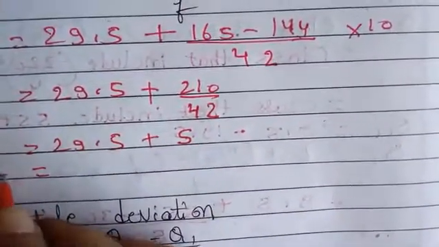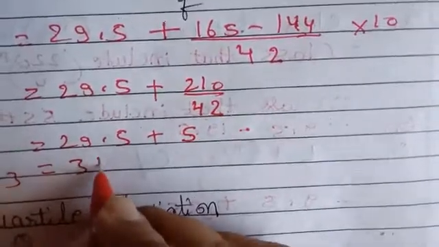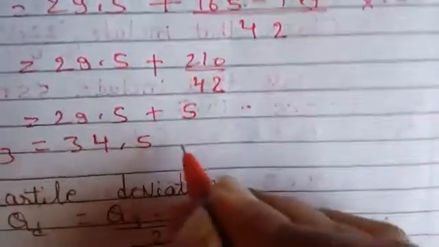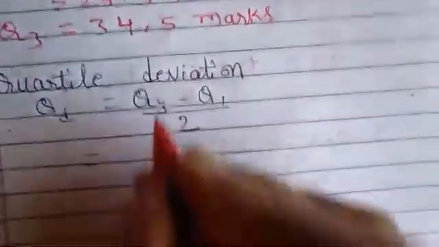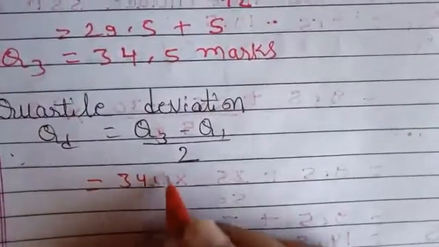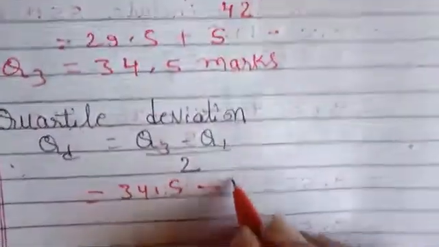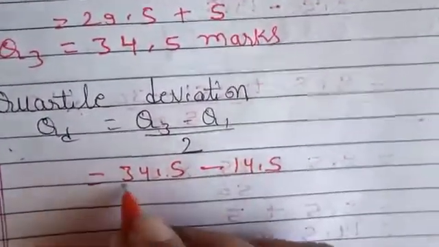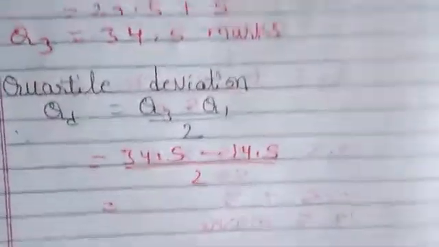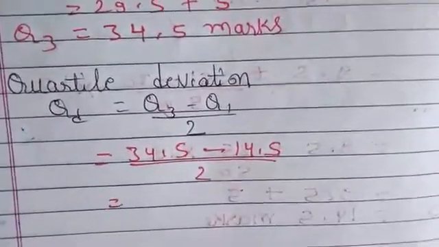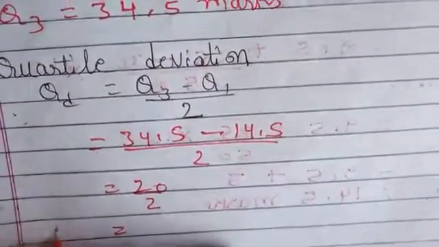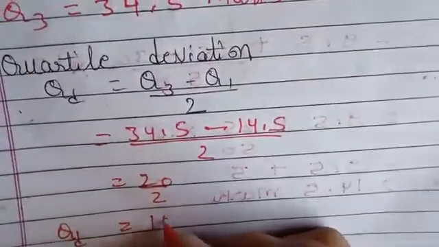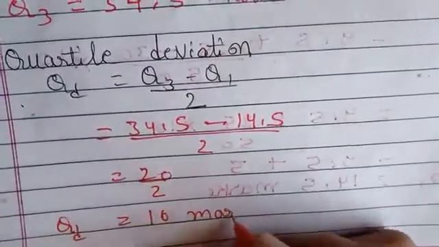So your Q3 is equal to 34.5 marks. Now quartile deviation we have to calculate, that is Q3 minus Q1 upon 2. So Q3 is 34.5 minus Q1 is 14.5 divided by 2. When we subtract, that is 20 divided by 2. So your quartile deviation is equal to 10 marks.